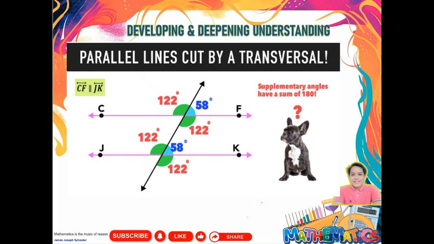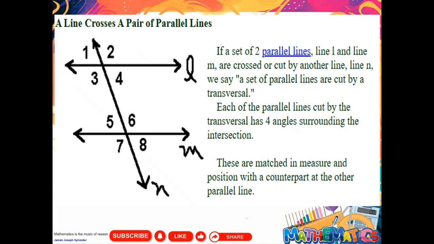For developing and deepening understanding of our learners, we can apply the topic about parallel lines cut by a transversal. When we say parallel lines cut by a transversal, it is a line that crosses a pair of parallel lines. Each of the parallel lines cut by the transversal has four angles surrounding the intersection. These are matched in measure and position with the counterpart of the other parallel line.